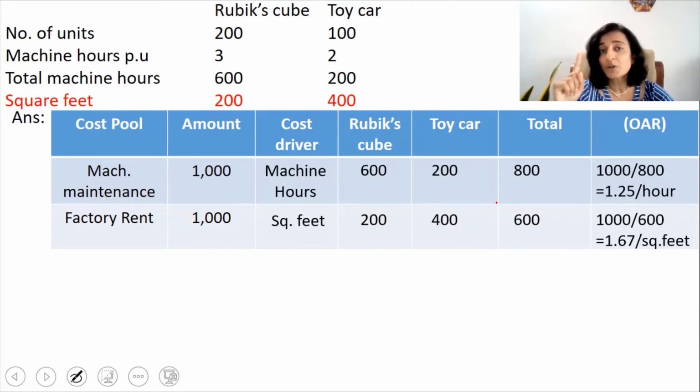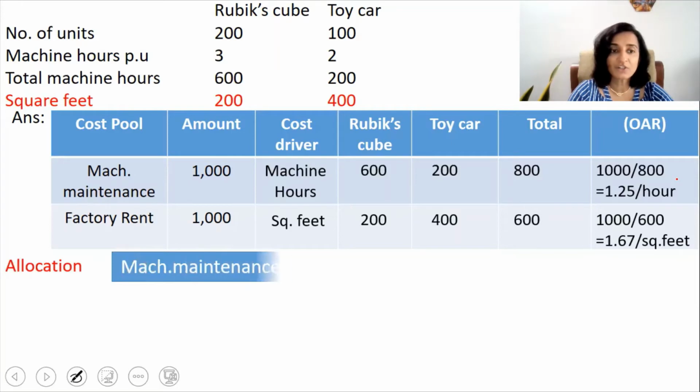So what did we just see? Now in absorption costing, we had just one OAR, but in ABC, we will have multiple OARs depending on the number of cost pools. So here we have two cost pools, that is machinery maintenance and factory rent, and hence we have got two OARs, one relating to the machinery maintenance cost and one relating to the factory rent. Now we will allocate it to each product.